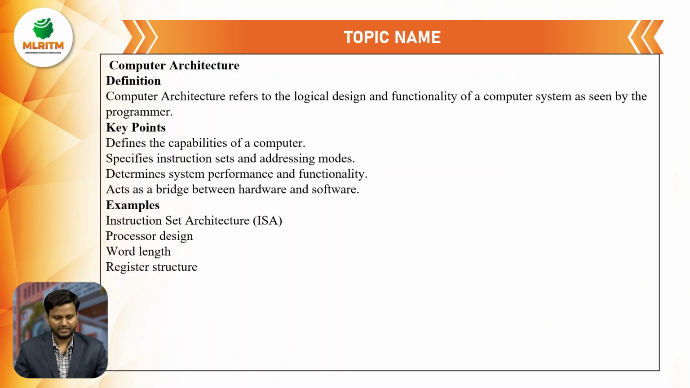Computer architecture definition: computer architecture refers to the logical design, like AND gates, OR gates, and NOT gates. It refers to the design and functionality of the computer system as seen by the programmer. Key points: it defines the capabilities of the computer and specifies instruction sets and addressing modes. Instruction sets mean that if one instruction is executed, one task is executed. There will be a number of instruction sets, and addressing modes, whatever data is executed, will be stored in the memory.